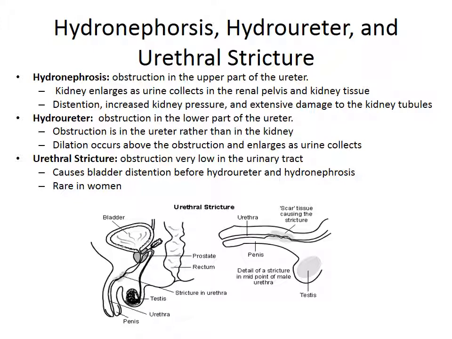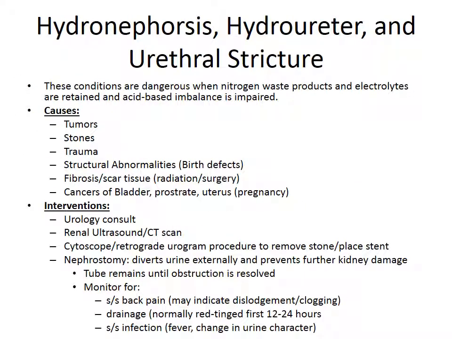In hydroureter, the obstruction is in the lower part of the ureter, and the dilation occurs above the obstruction and enlarges as the urine collects. In urethral stricture, the obstruction is very low in the urinary tract, and it causes bladder distension before hydroureter and hydronephrosis. This is rare in women and happens more commonly in men due to an enlarged prostate. These conditions are dangerous when nitrogen waste products and electrolytes are retained and acid-base imbalances develop.